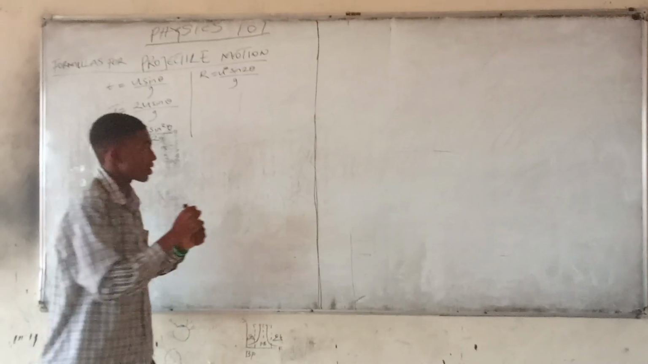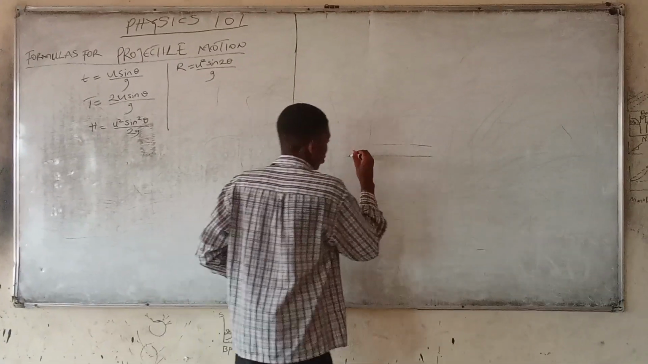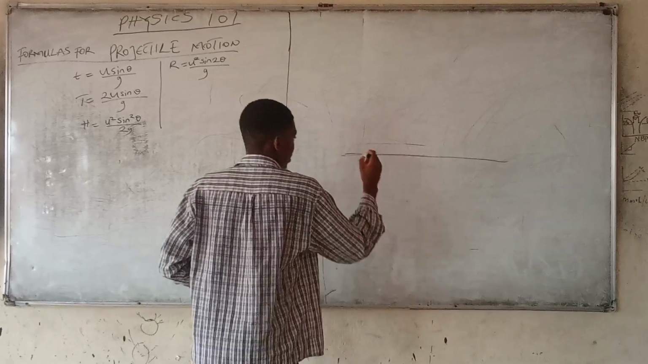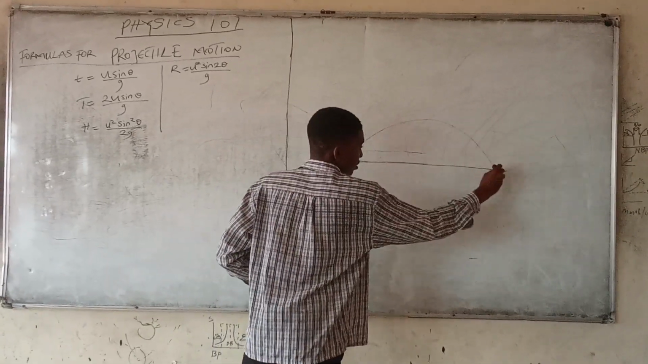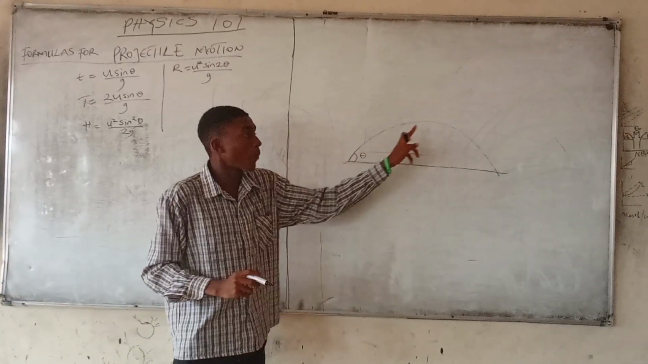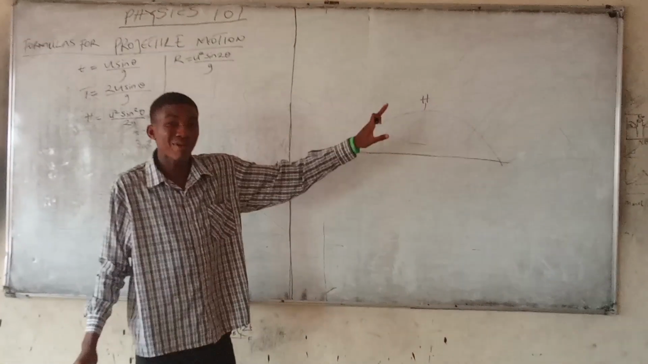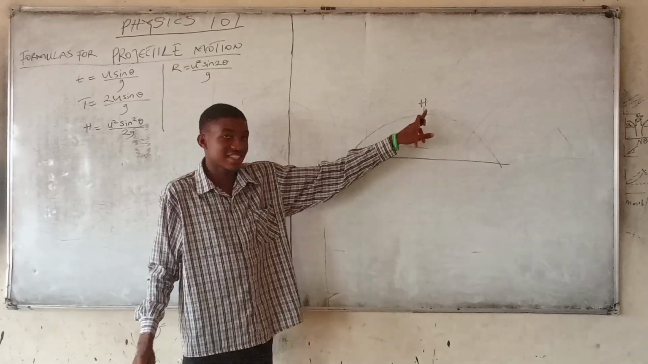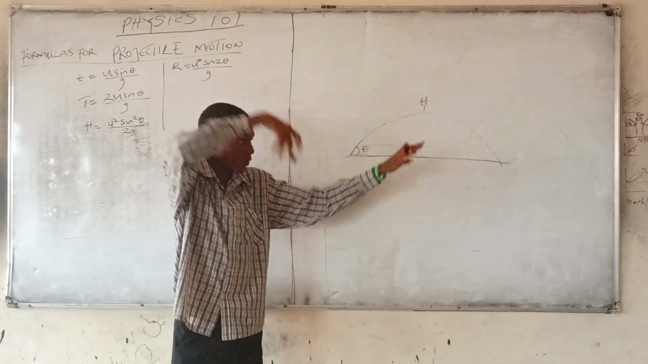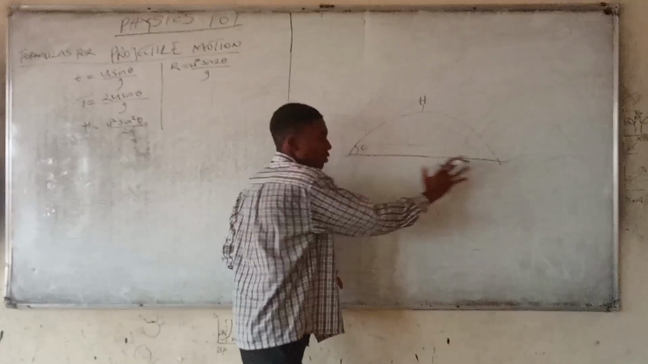Let me give you a diagram so you understand better. This is projectile motion, something like this, at an angle theta. If you throw a baseball, it goes up to a certain height, h. This is called the maximum height. It goes up to the maximum height, then it drops down. So this is an example of projectile motion.